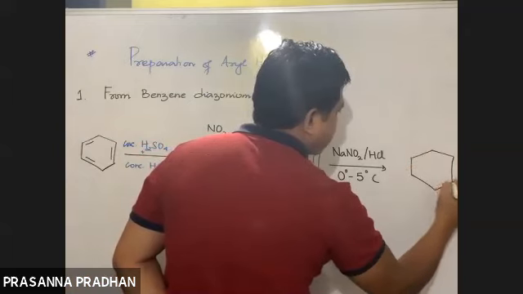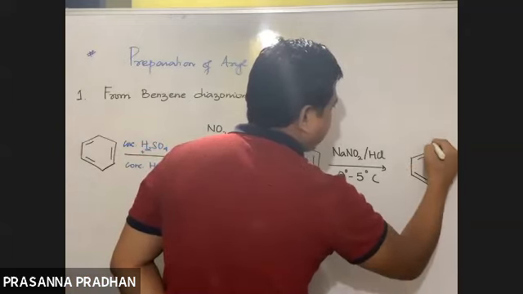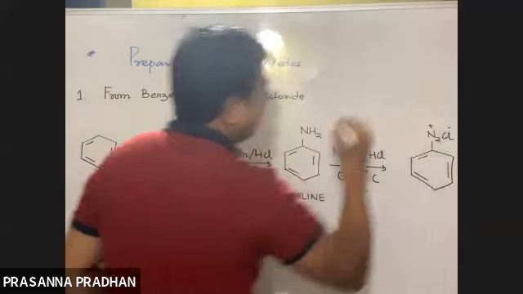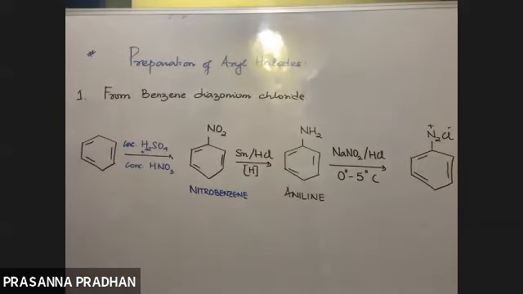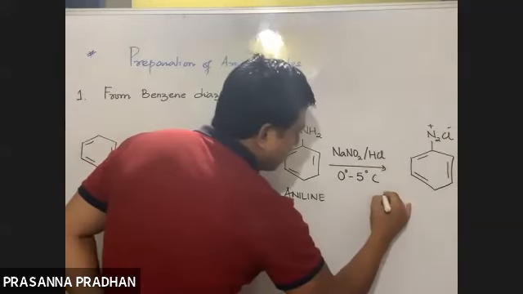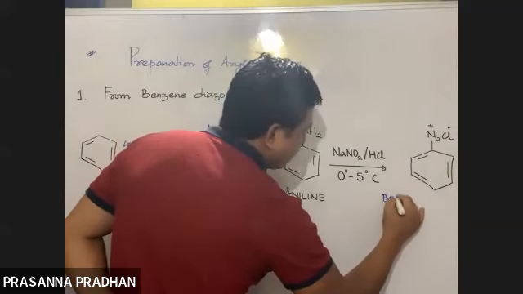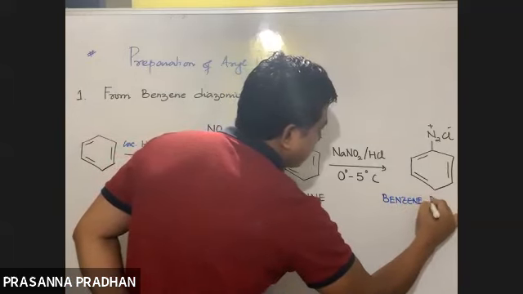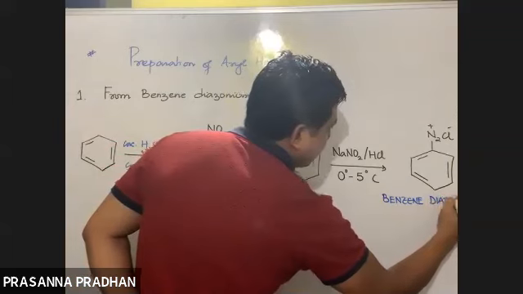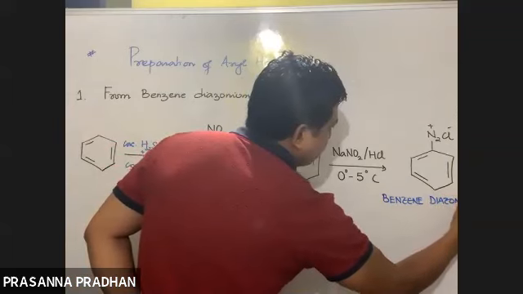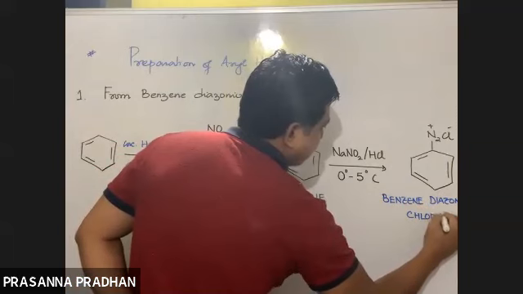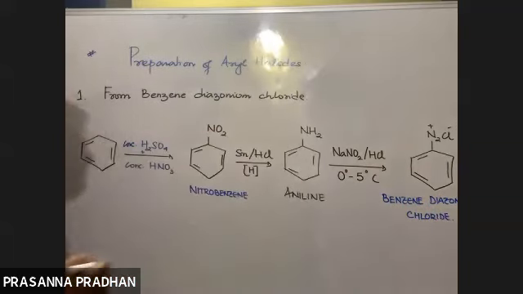having the formula C6H5N2+ Cl-. And this compound is known as benzene diazonium chloride. Okay.